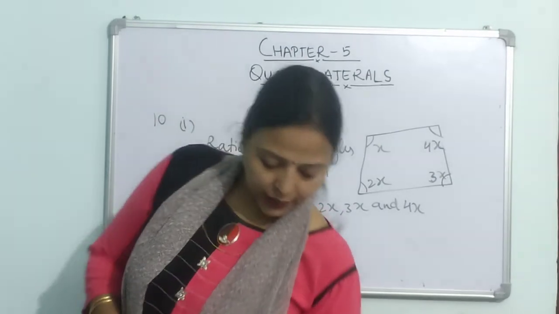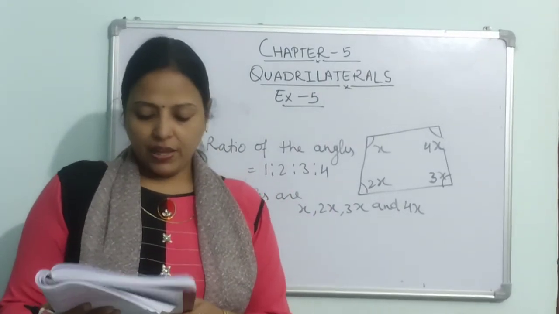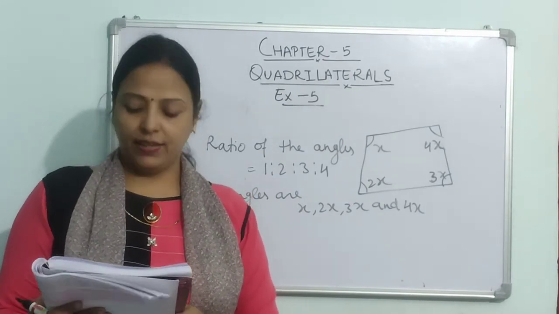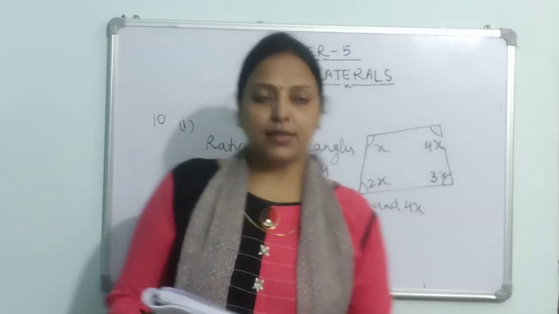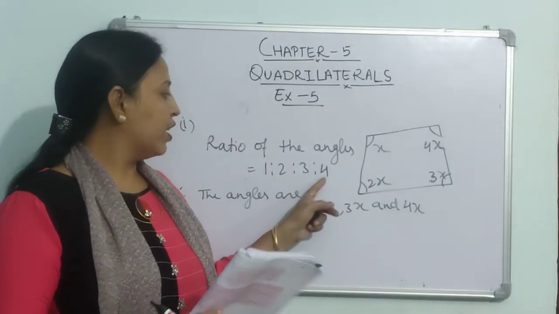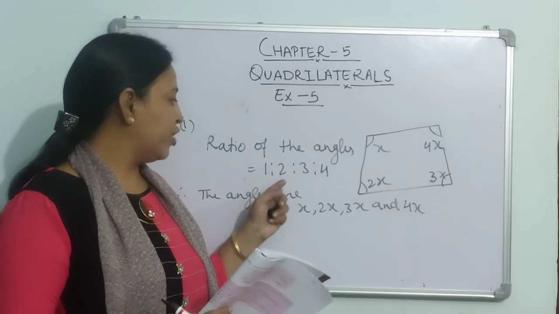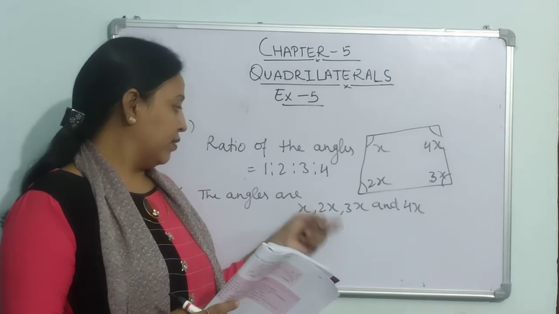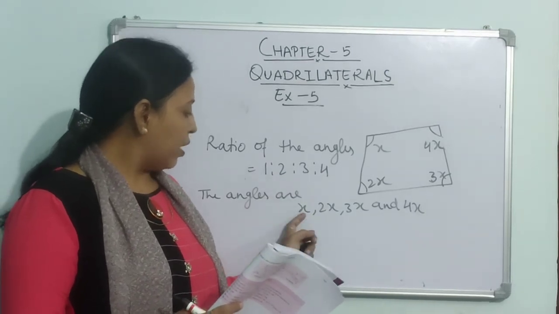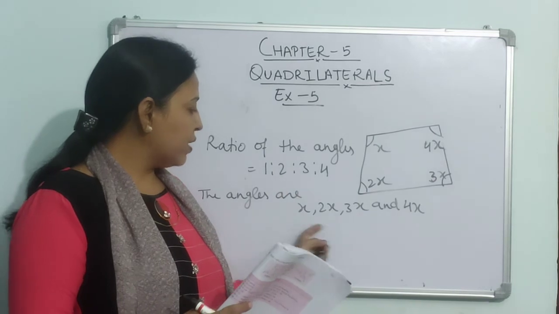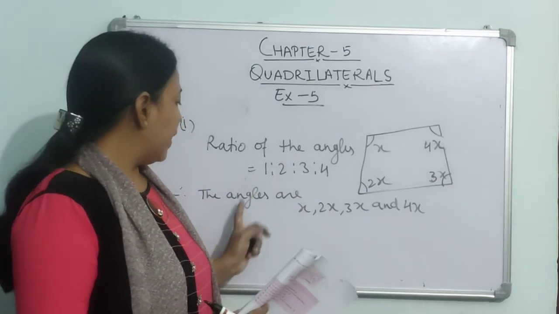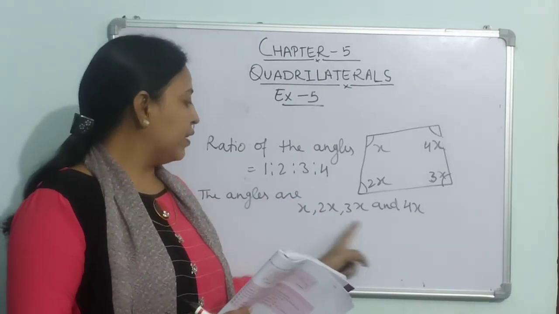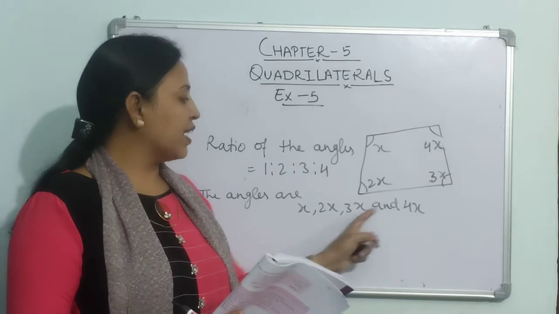Now question number 10, first one. If the angles of a quadrilateral are in the ratio of 1:2:3:4, find the angles. So here the four angles of a quadrilateral are given in the form of a ratio. You have learned in the chapter ratio, if it is given in the form of a ratio, how you can write it in the form of angles. So we can take a constant term and change this ratio into simple angles. So here the angles are x, 2x, 3x, 4x. So this ratio can be written in this way also, x, 2x, 3x and 4x.